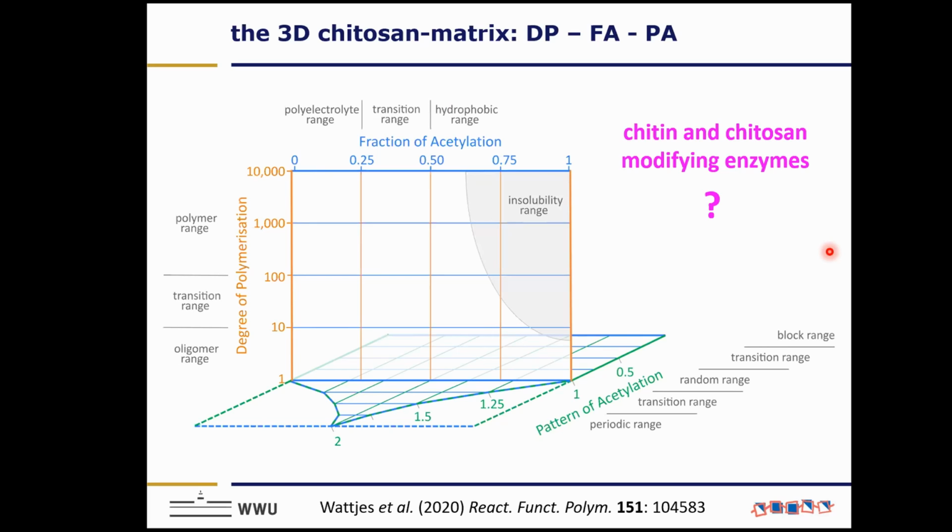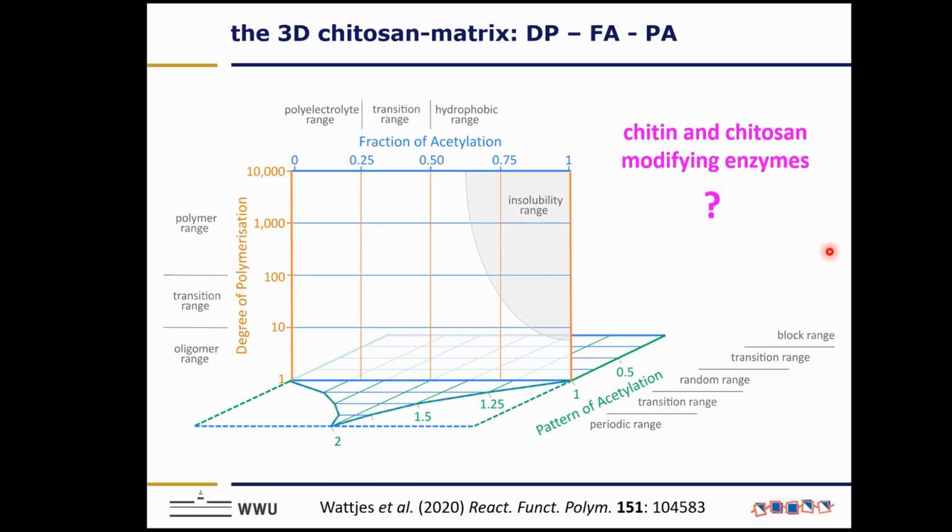If you do your chemical process nicely, then you end up with chitosans which have reproducibly random patterns of acetylation. It's not bad, it's reproducible, you know what you have, but you know that you have random patterns. So it's not possible to find out what the influence of the pattern of acetylation would be on bioactivities. So we decided to try and find out whether chitin and chitosan modifying enzymes, such as chitin deacetylases, could be used to generate chitosans with non-random patterns of acetylation.